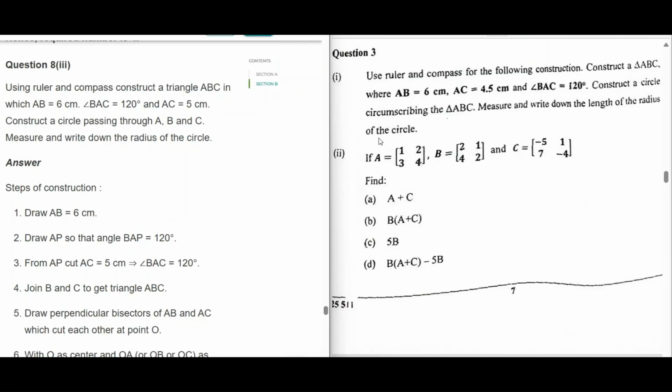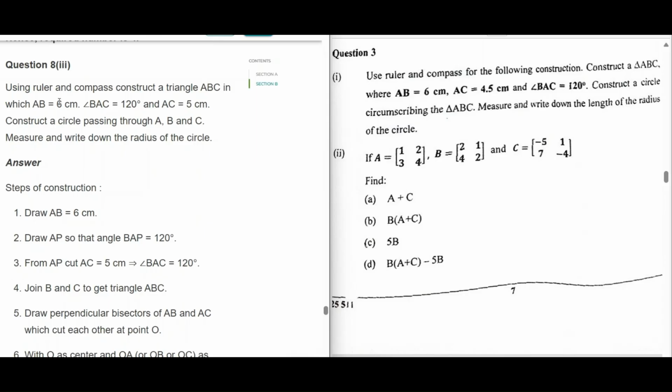Now come to question number 3. Use ruler and compass for the following construction. Construct triangle ABC where AB equals 6 cm, AC equals 4.5 cm and angle BAC equals 120 degrees. Construct a circle circumscribing the triangle ABC. Measure and write down the length of the radius of the circle. This is the same question as in 2023 also.